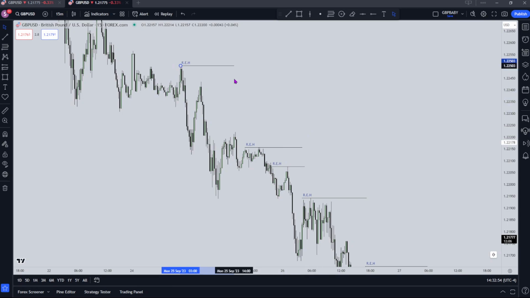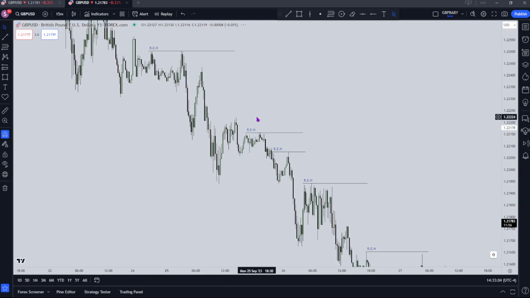And in a bearish market, so in a bearish condition, which you can see now, you'll notice that relative equal highs tend to get respected. You can see these relative equal highs aren't getting destroyed, right? But now if we start looking at relative equal lows, you'll notice that they constantly get taken out. And I'll show you what I mean.